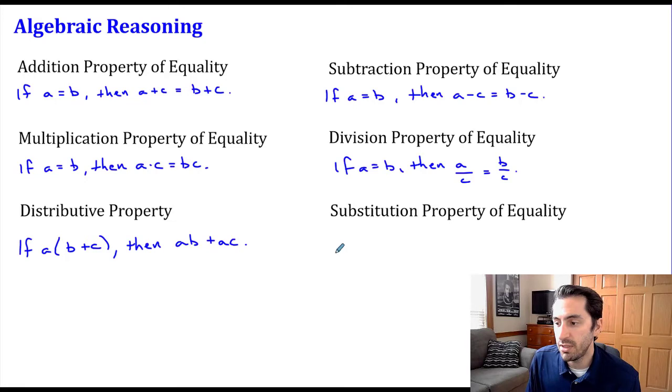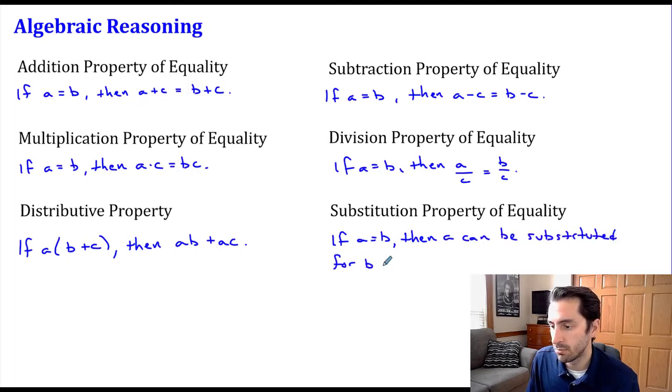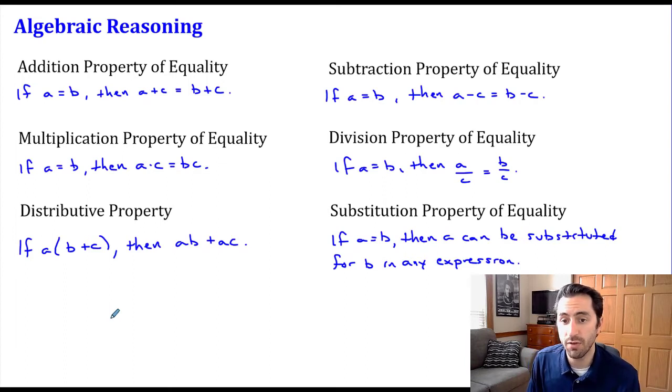And then the last one, the substitution property. This says that if two numbers or two variables are equal to each other, then we can substitute that into any expression containing that variable. I'll just write this out. If A is equal to B, then A can be substituted for B in any expression. All right, so those are our 6 properties for algebra that we use to solve equations.